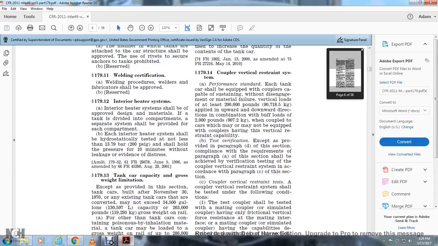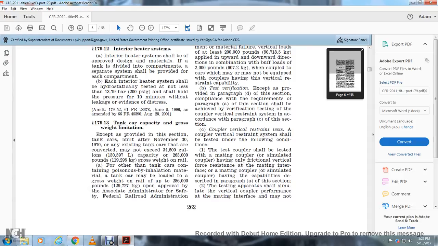Testing verification: except as provided in paragraph D of this section, compliance with the requirements of paragraph A of the section shall be achieved with verification testing of the coupler restraint system in accordance with paragraph C of the section. Coupler vertical restraint test. The coupler shall be tested in the following condition. The testing of the coupler shall be done with the mating coupler simulated with a coupler having the frictional vertical resistance force at the interlocking interface, with the mounted mating coupler simulated with a coupler having the capabilities described in paragraph A of the section.